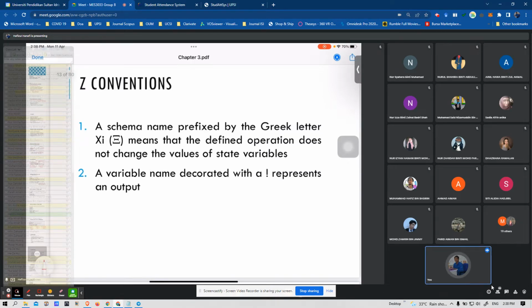Okay, and then a schema name prefixed by the Greek letter Xi means that the defined operation does not change the value of the state variable. This one is not changed, which means the same as a constant. And a variable name decorated with an exclamation mark represents output. Input, I have explained: we have question marks for input, and exclamation marks for output.